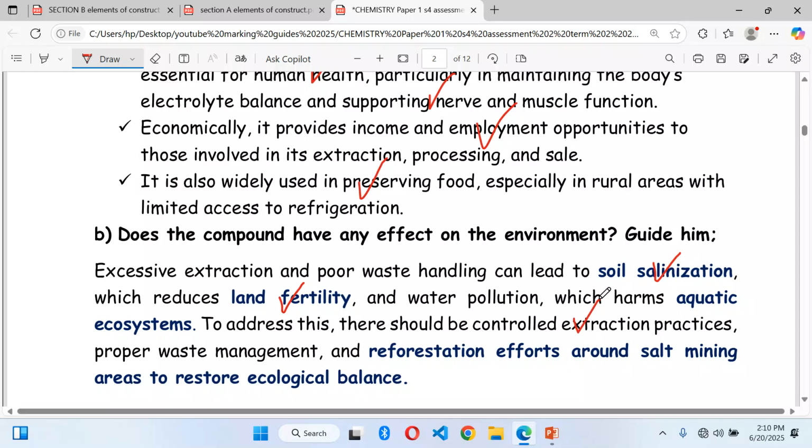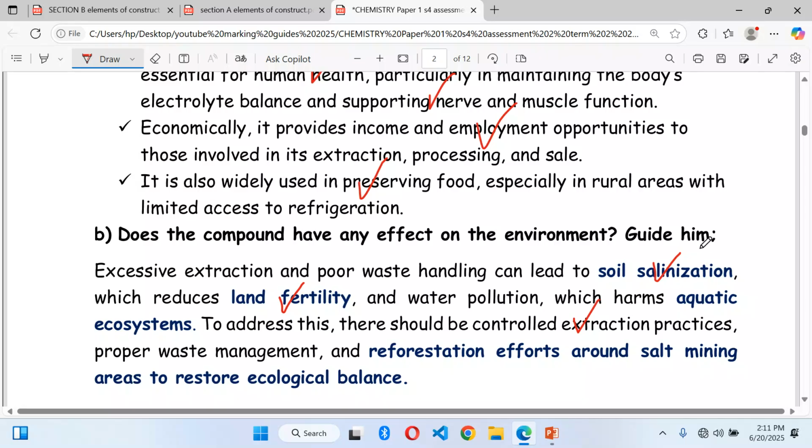But of course, this is revision. We can have, another person can say, we can address this through proper waste management. Another person can say, we can avoid that through reforestation efforts around the salt mining areas to restore ecological balance. So all those are points that we can have on this, but you don't need to put all of them. Choose one, and then you make only 1 paragraph.